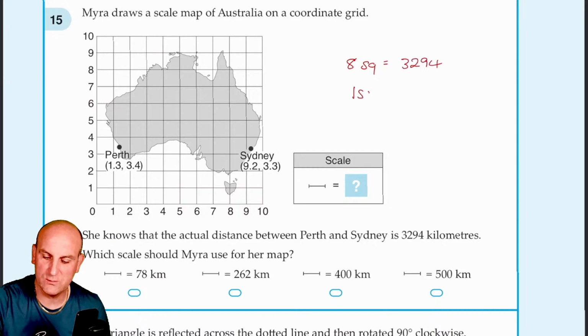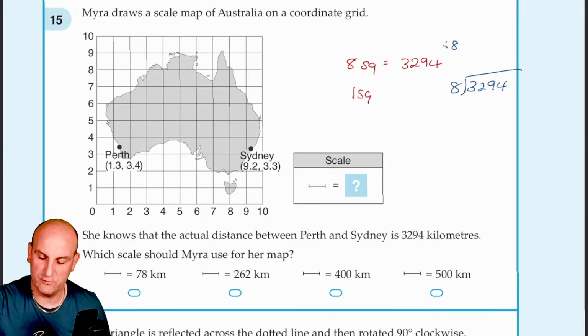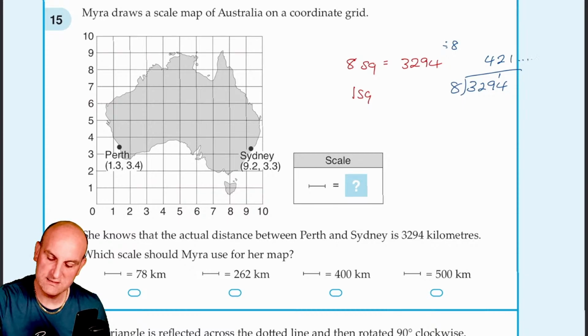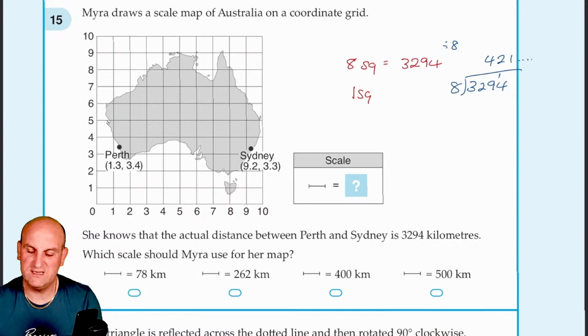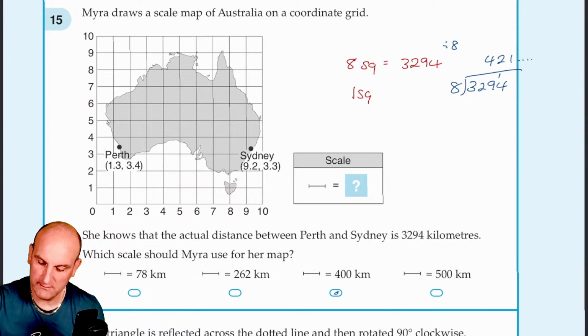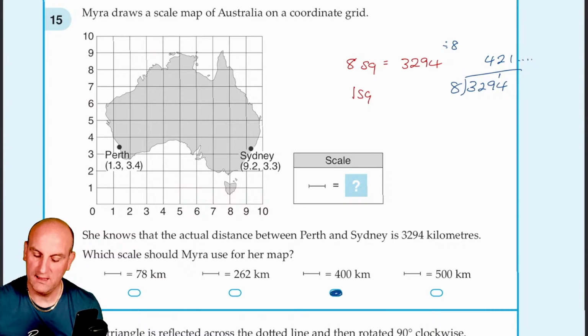3294. So what would one square give me? Well, to be able to do that, I'd have to divide each side by 8. So 3294 divided by 8: 8, 16, 24, 32, that's 4. 8 into 9 goes twice, remainder one. 8 into 14 goes about once. So we are looking for, roughly speaking, any number in our answer that looks to be around 400 kilometers. And so in which case I am going to put that one there as 400.